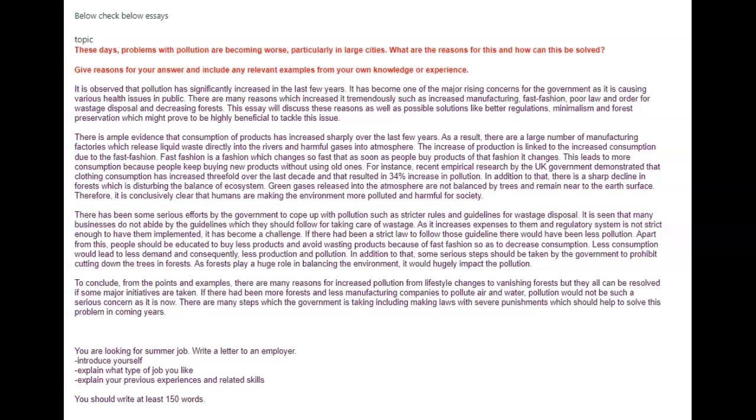Pollution, reasons, and solutions. It is observed that pollution has significantly increased in the last few years. It has become one of the major rising concerns for the government as it is causing various health issues in public. There are many reasons which increased it tremendously, such as increased manufacturing, fast fashion, poor law and order for waste disposal, and decreasing forests. The assessor will discuss these reasons as well as possible solutions like better regulations, minimalism, and forest preservation, which might prove to be highly beneficial to tackle this issue.